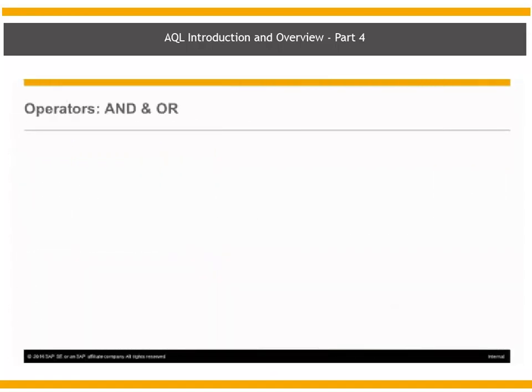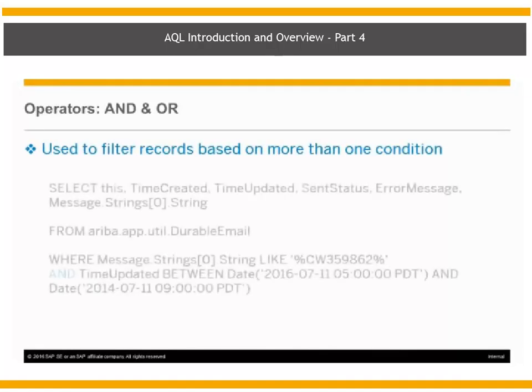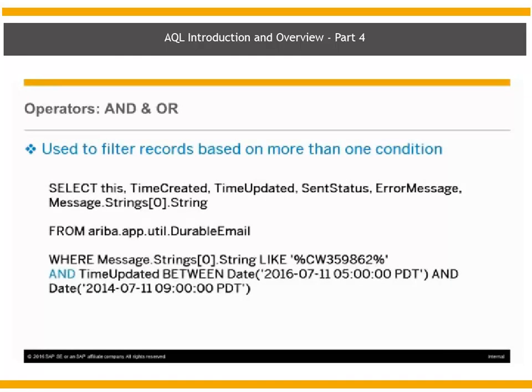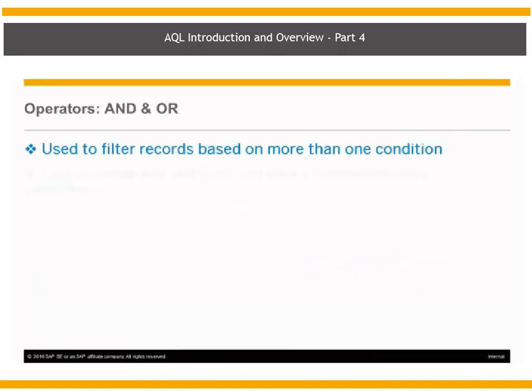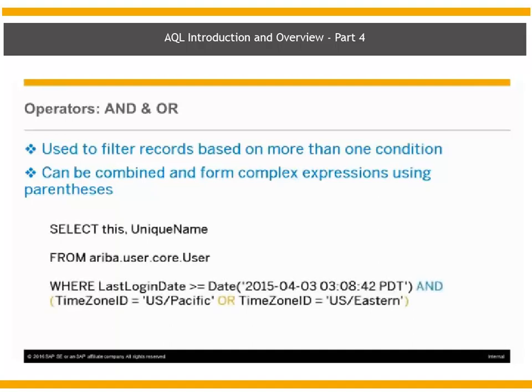The and/or operators can be used to filter records based on more than one condition. For example, let's review the following query. This query is specifically looking for communications regarding a specific contract number and that these communications were sent between a certain time range. Also, we can combine and/or and use parentheses to form complex expressions. The following statement selects all users who logged in after April 3, 2015 and have their time zone set to either Pacific or Eastern.